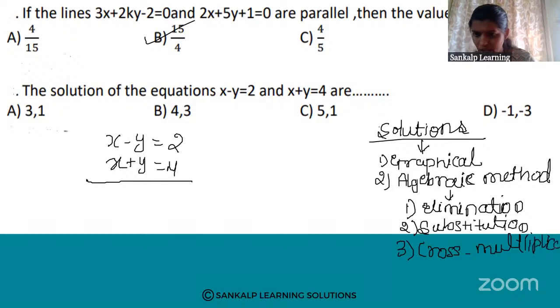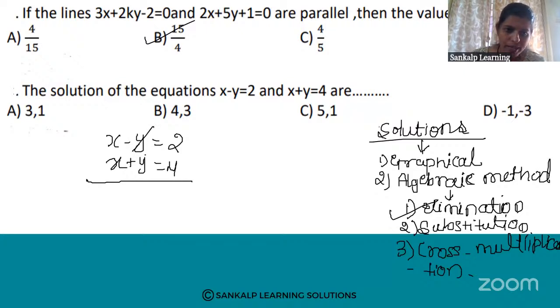In case of elimination method, you already learned what it means. What we are going to do is, first we will eliminate one variable. Next we get the other variable. Using that variable, we will find out the next variable. So here plus y and minus y are there.